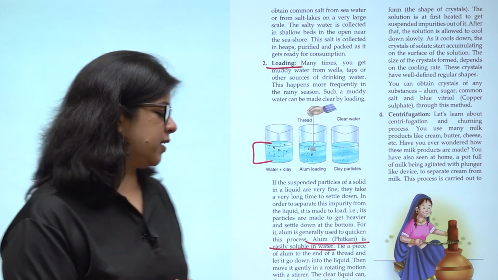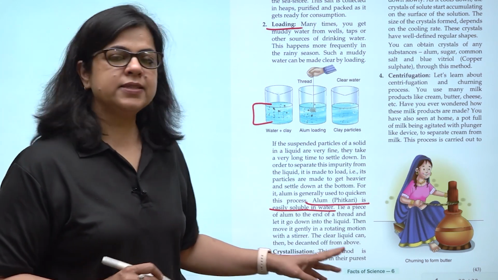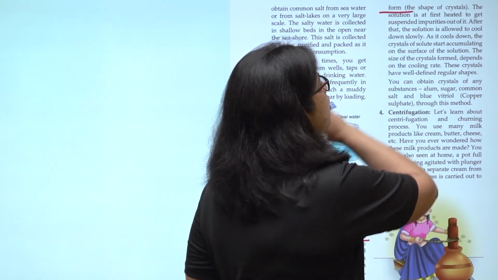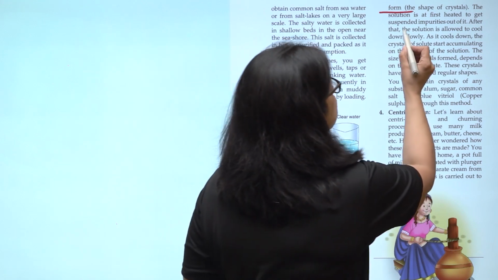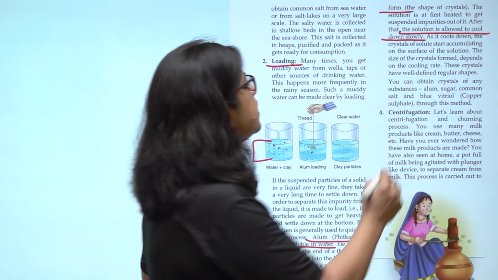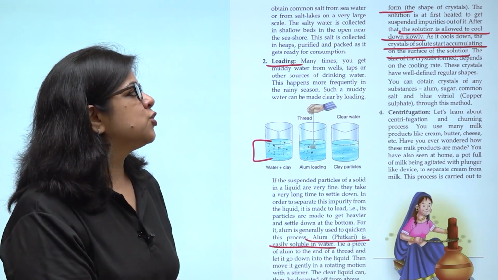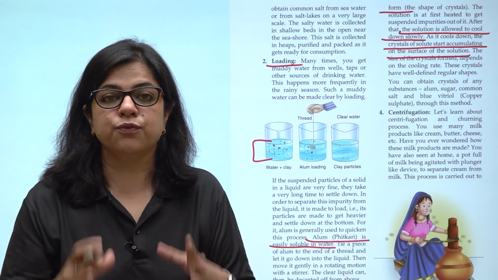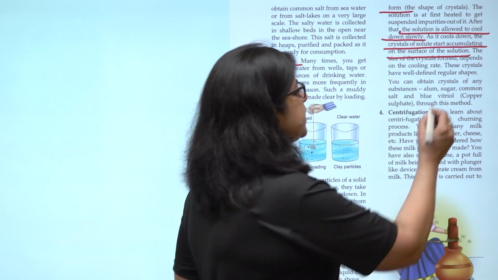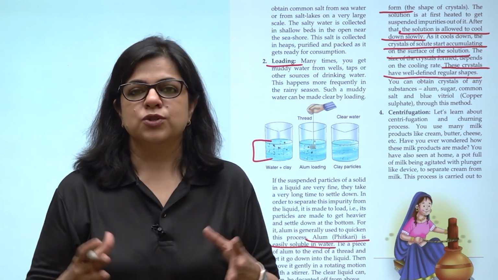The next method is known as crystallization. Crystallization is used to obtain solids in their purest form. Now, how is crystallization done? The solution is allowed to cool down slowly, and as it cools down, the crystals of the solute start accumulating on the surface of the solution. The size of the crystals formed will depend on the rate at which the liquid cools. These crystals can be obtained later on and removed from the solution.